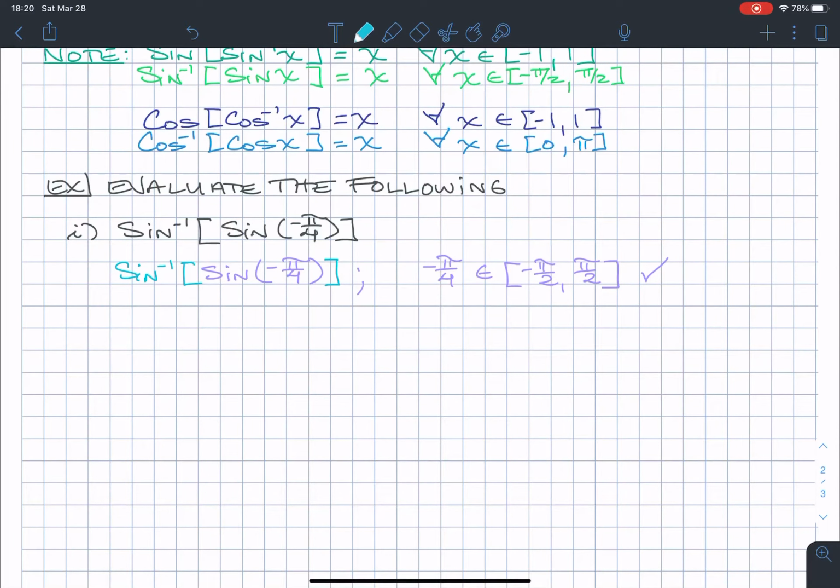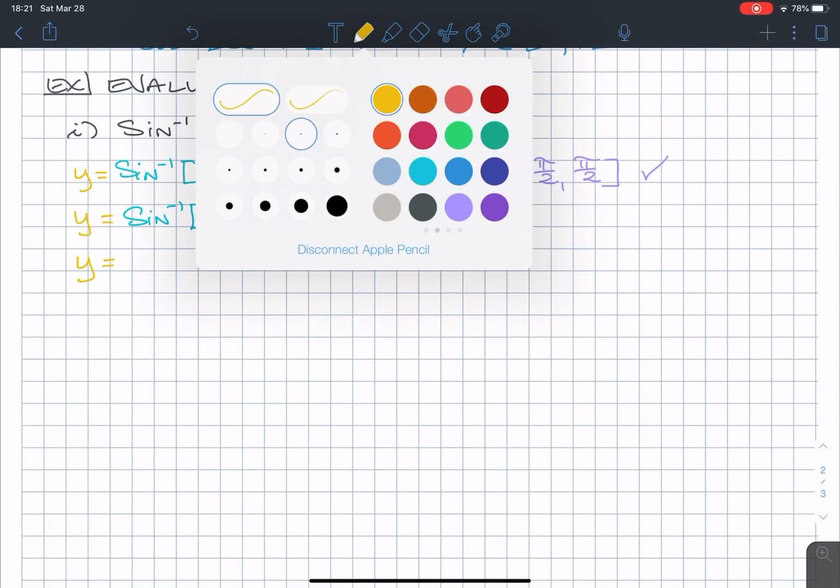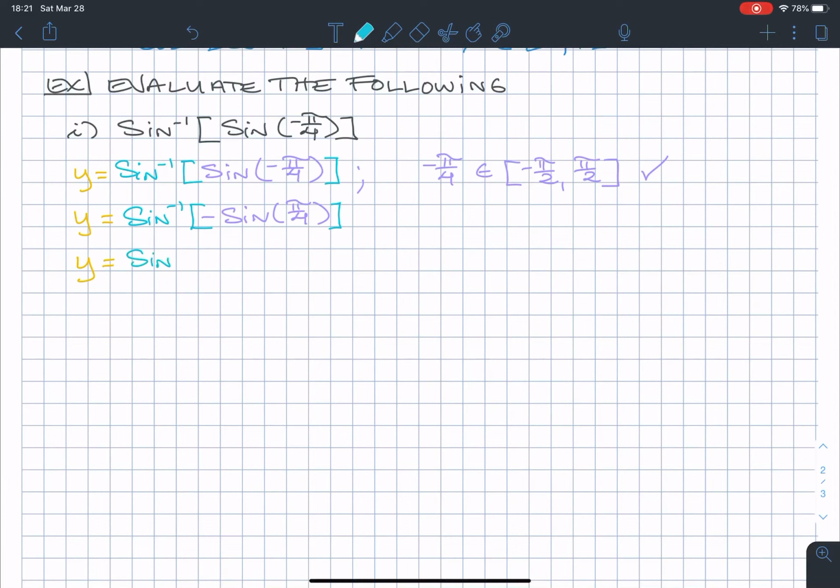So let's call this y for the time being. y is equal to inverse sine. Well, sine of -pi/4 is the same as minus sine of +pi/4, because sine, of course, is an odd function. And the nice thing about pi/4 is that both sine and cosine have the same value. So y is equal to inverse sine of negative square root of 2 over 2.